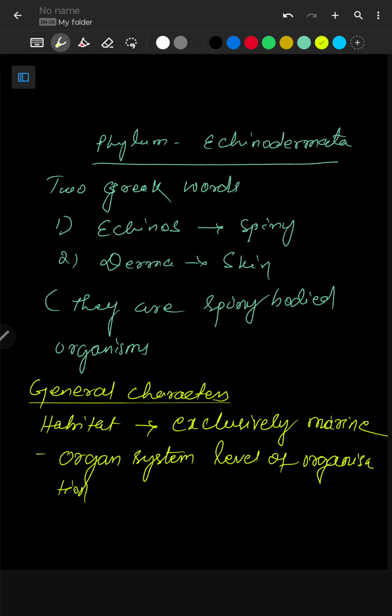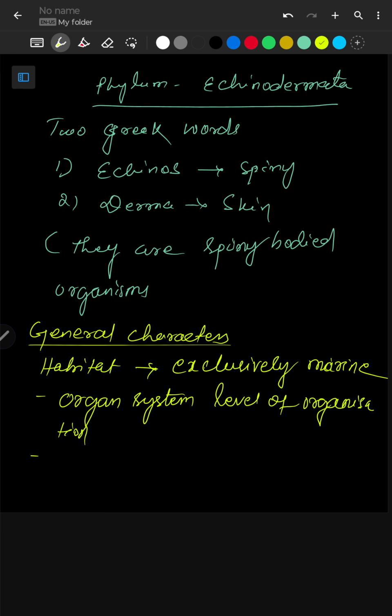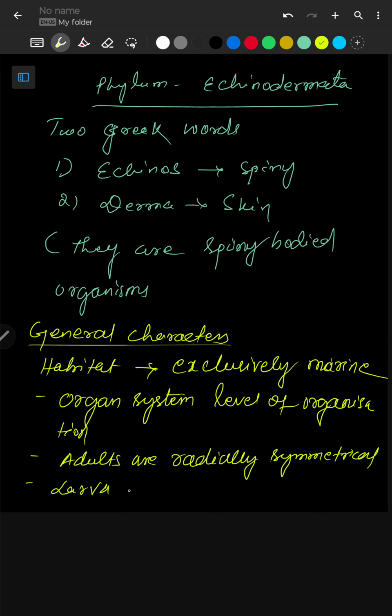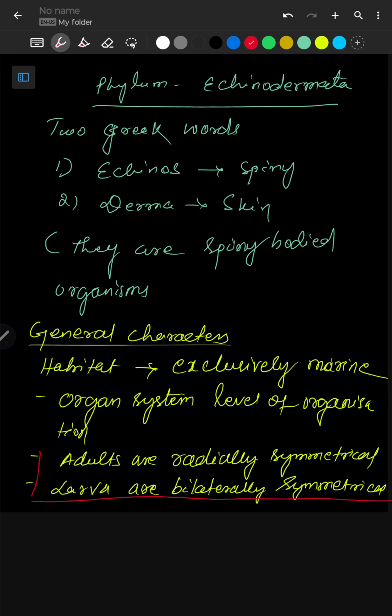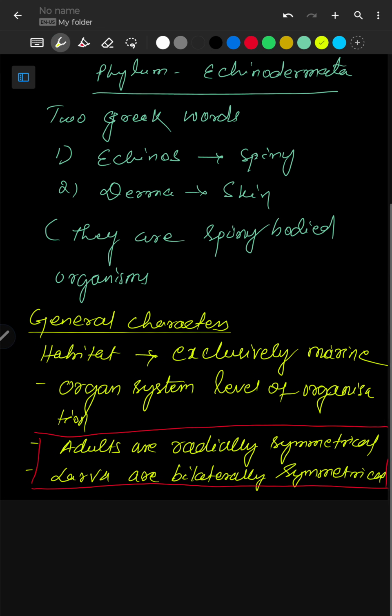Okay, and the symmetry here, this is very important, children. The adults are radially symmetrical and larvae are bilaterally symmetrical. Okay, so this is the only organism where both types of symmetry are present in the different phases of the life.